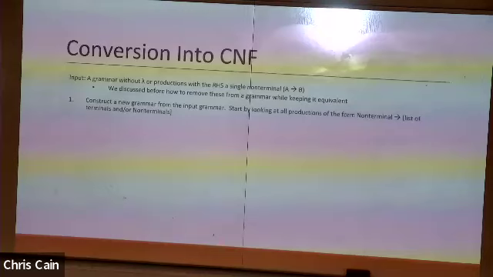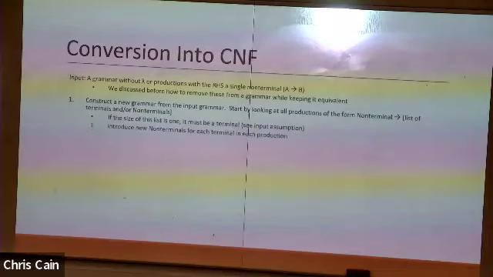Step one, we will construct a new grammar from the input grammar. So we're going to be parsing the input grammar and producing a new grammar as we go. We will start by looking at all possible productions of some non-terminal to a list of terminals or non-terminals. If the size of the list is 1, it must be a terminal. So we know this. So we'll introduce new non-terminals for each terminal in the production.